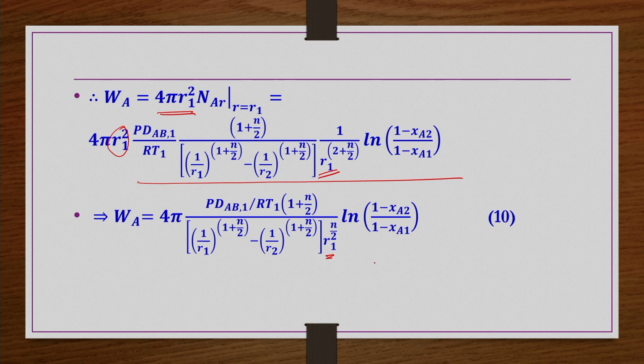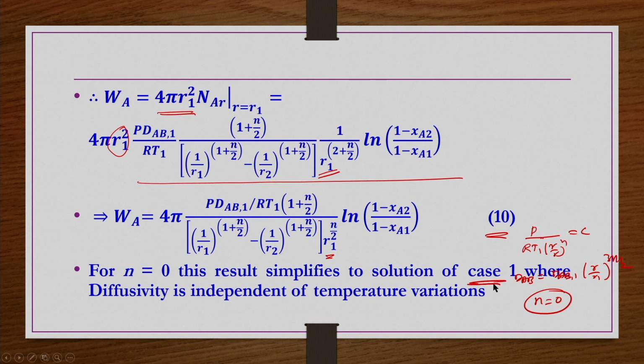So now in this equation, if you write P by RT1 r by r to the power n as C, and then D_AB equals D_AB,1 times r by r1 to the power 3n by 2, and then you take n equals 0, then this expression will reduce to the solution of the so-called isothermal case. You can cross check it, right. So this is about the non-isothermal diffusive mass transfer.